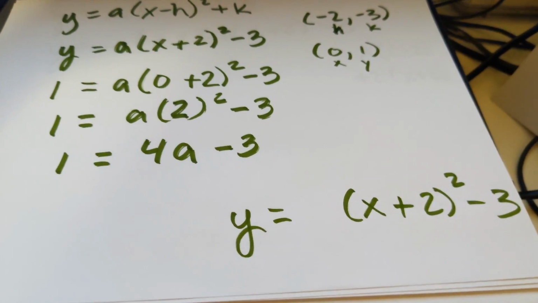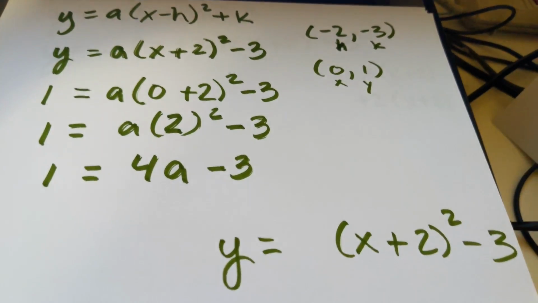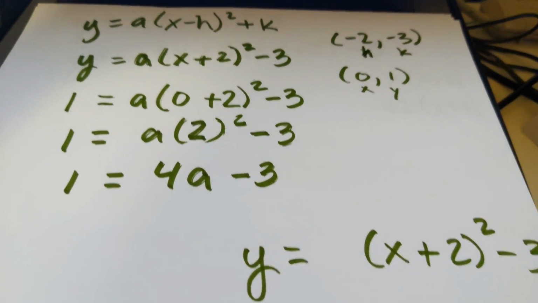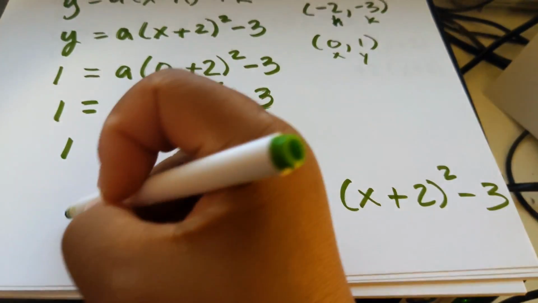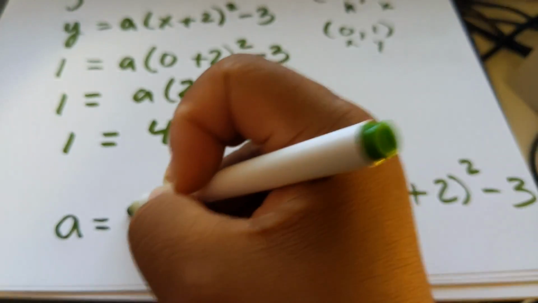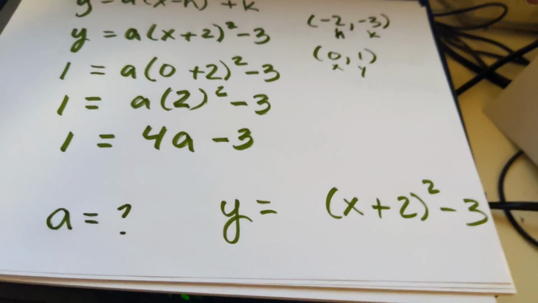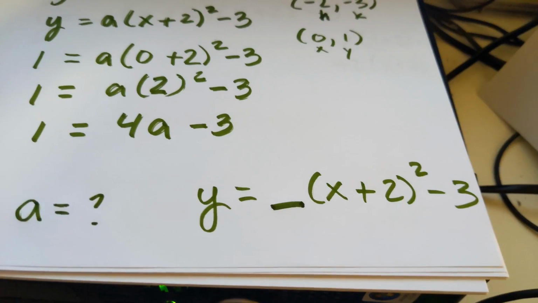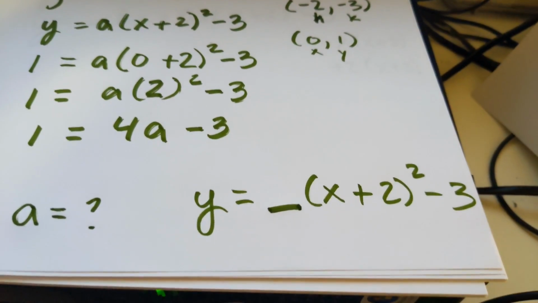And then we're going to solve for a. That part you can do all by yourself. I'm not doing it for you. So once you find your a value, you should have a equals, I don't know yet. When you find that, you're going to place it here into your equation, and you'll have y equals something times x plus 2 to the second -3.